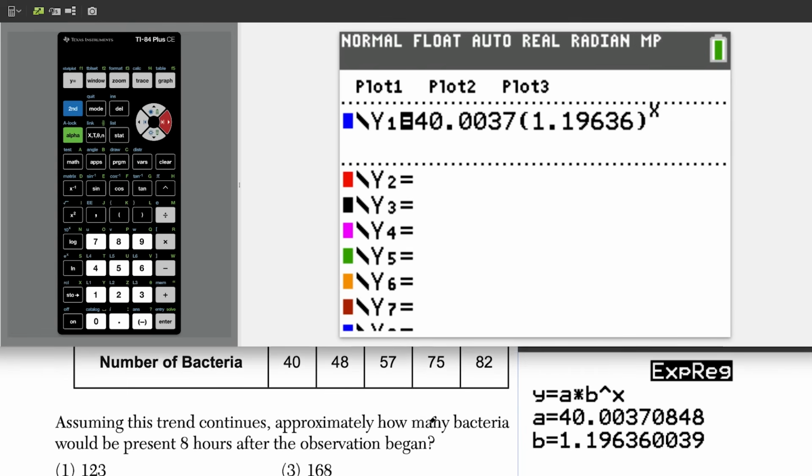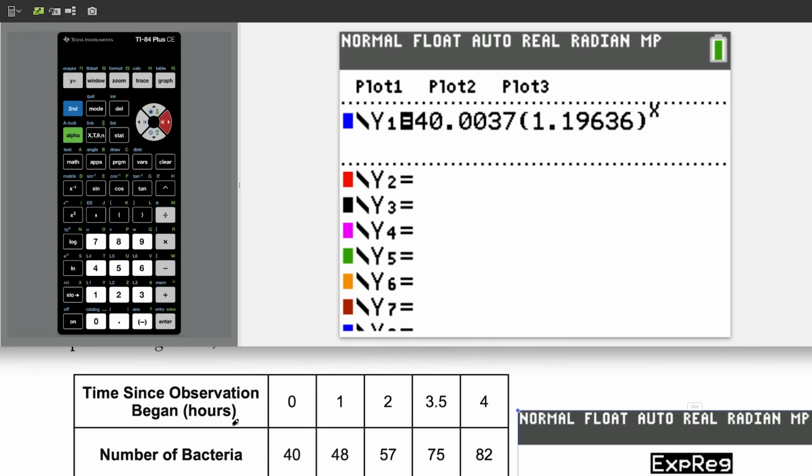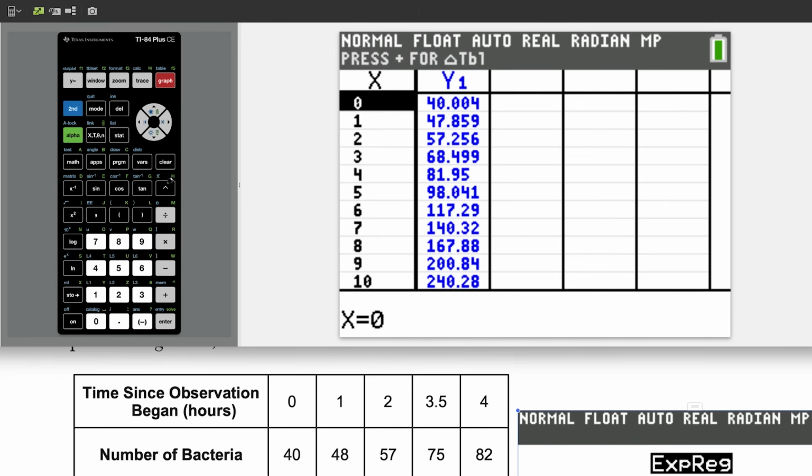And we want to know how many bacteria would be present 8 hours after the observation began. So the number of hours after the observation is referring to the x values here. So I'm just going to press second graph and go to the table.